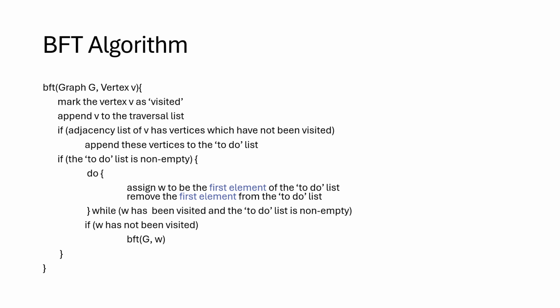Now we need to decide where to go next. And to do that, we use the next if statement. And the if statement looks into the to-do list. If the to-do list is empty, we are done, and that's the end of this recursive call.